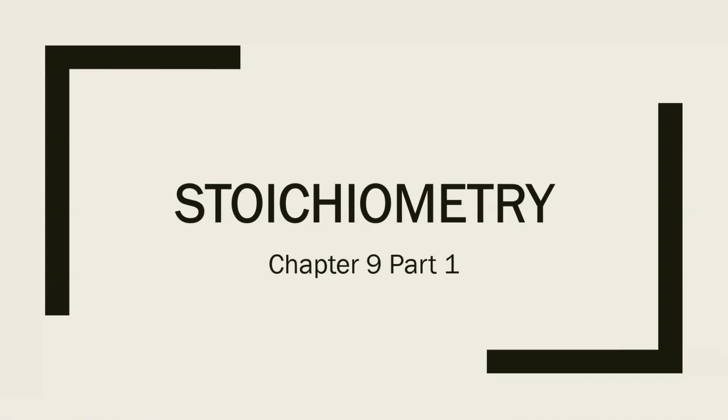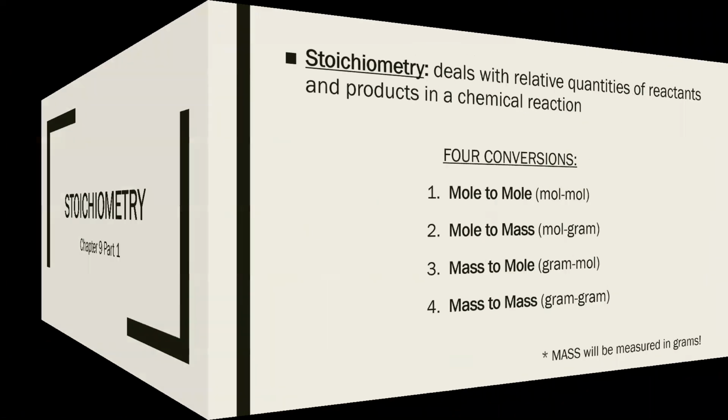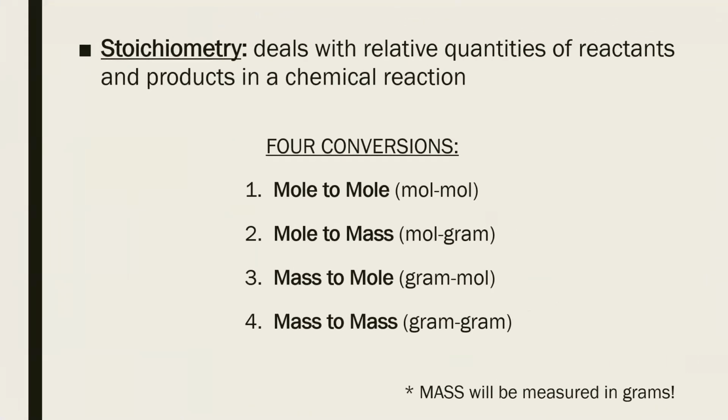So like I said, this is our last chunk of review. Chapter 9 part 1 was stoichiometry. So just to briefly review that, remember that stoichiometry deals with relative quantities of reactants and products. In chapter 9, part 2, which is coming, you're going to learn why stoichiometry is so important, specifically to the chemistry manufacturing world, the making of goods and products that involves chemistry.